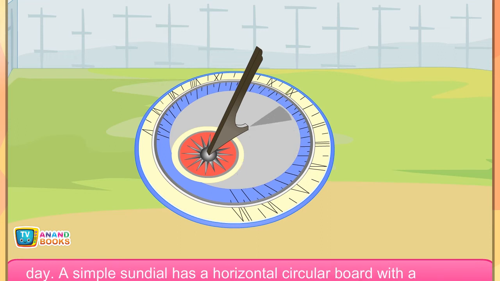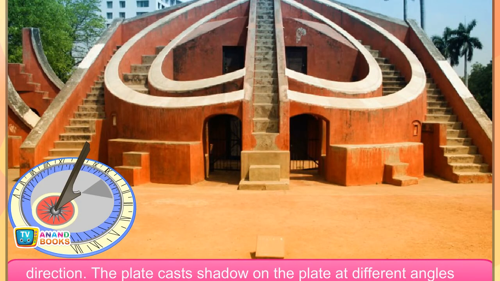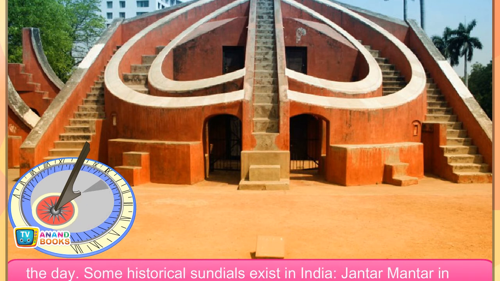A simple sundial has a horizontal circular board with a triangular metal plate fixed vertically on it along the north-south direction. The plate casts a shadow on the board at different angles during the day. The position of the shadow was utilized to mark the time of the day. Some historical sundials exist in India, at Jantar Mantar in New Delhi and Jaipur.